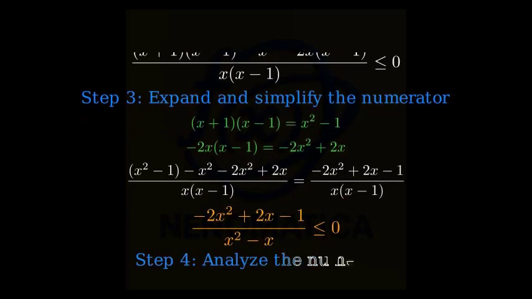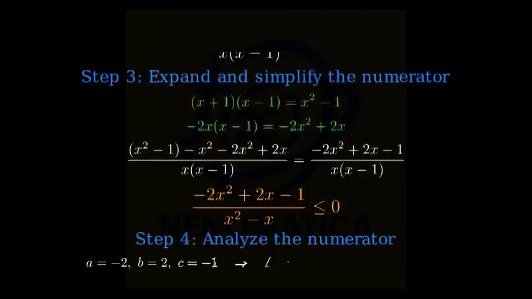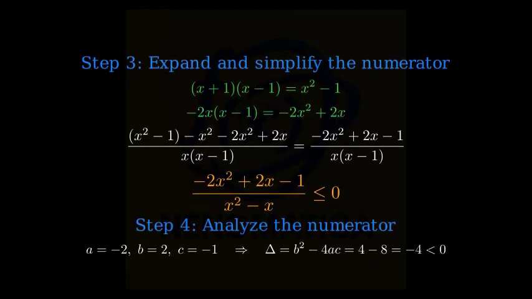Step 4. Analyze the numerator. Consider negative 2x squared plus 2x minus 1 equals 0. Compute the discriminant, b squared minus 4ac, with a equal negative 2, b equal 2, and c equal negative 1. We get 4 minus 8 equals negative 4. So delta is less than 0, and the coefficient is negative. Therefore, the numerator is always negative for all real x.